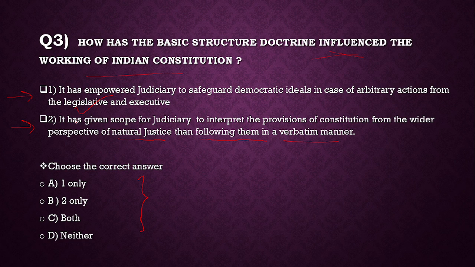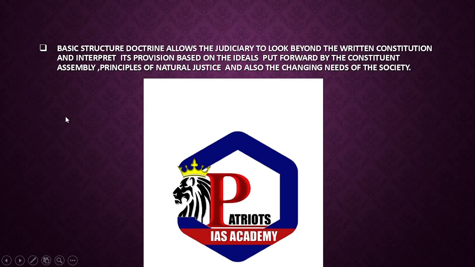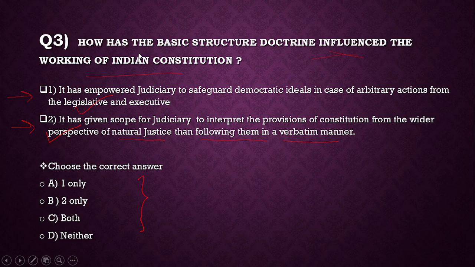Look at the statement 2. It has given scope for judiciary to interpret the provisions of the Constitution from the wider perspective of natural justice than following them in a verbatim manner. This statement is correct. The basic structure doctrine allows judiciary to look beyond the written Constitution and interpret its provisions based on the ideals put forward by the Constituent Assembly, principle of natural justice, and also changing needs of the society. So statement 2 is also correct. So the answer of question number 3 is C, both.